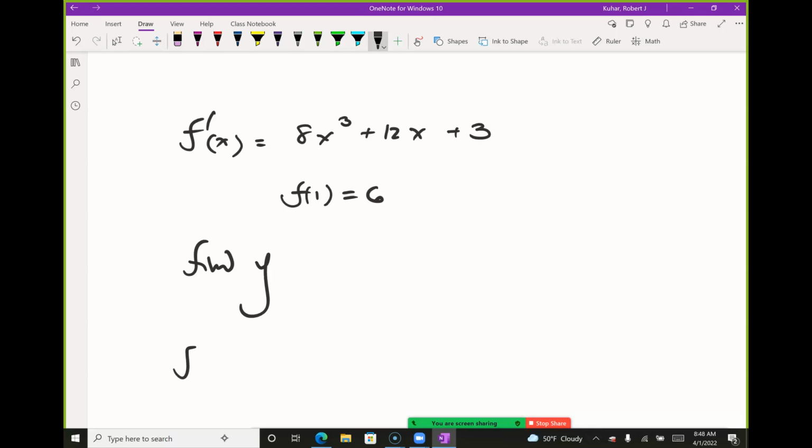So first of all, f of x would be what? 8x to the 4th over 4. Did you see what I did there? I can do this one pretty quickly because I can just add 1 to the exponent and divide by the exponent. What's next? Plus 12.